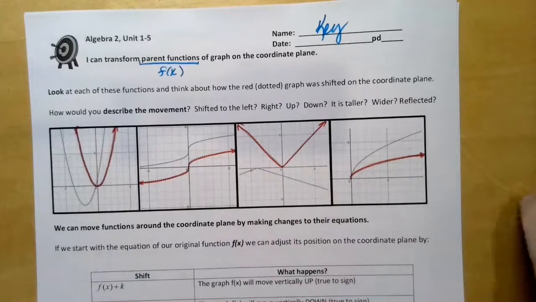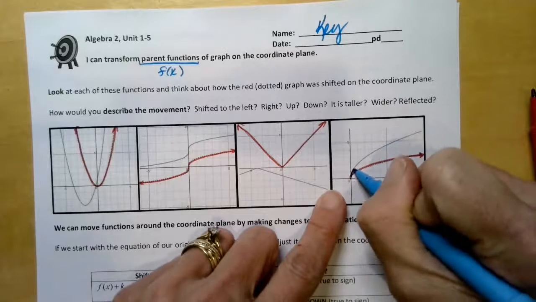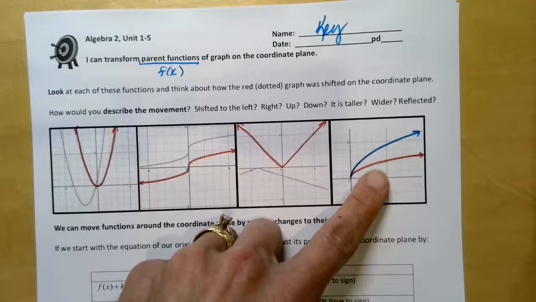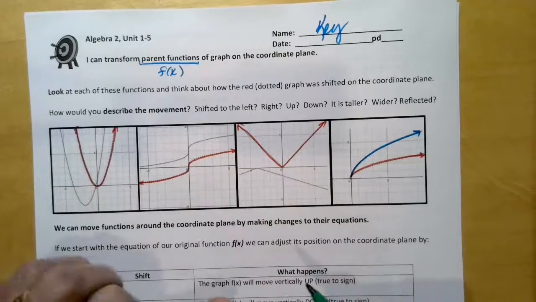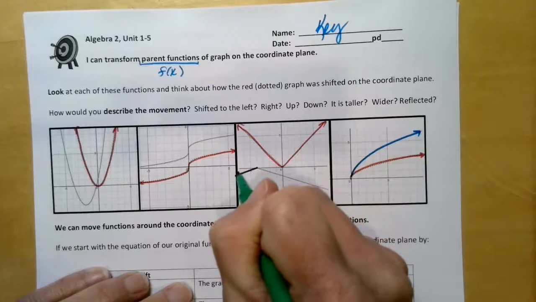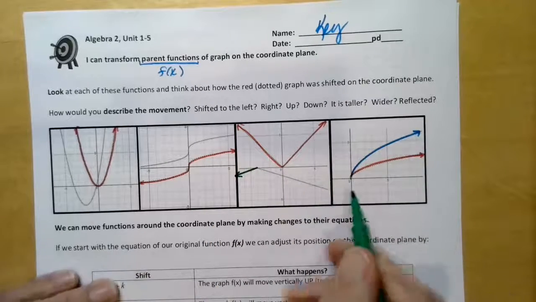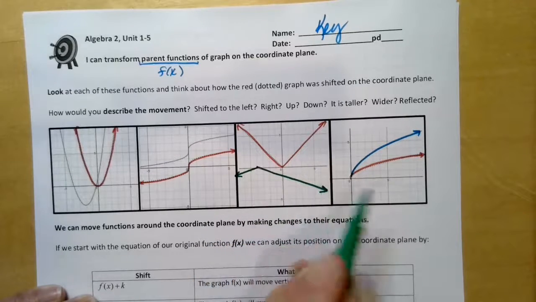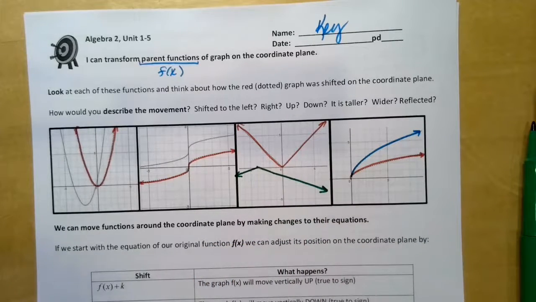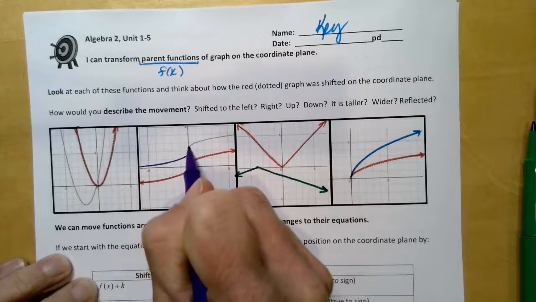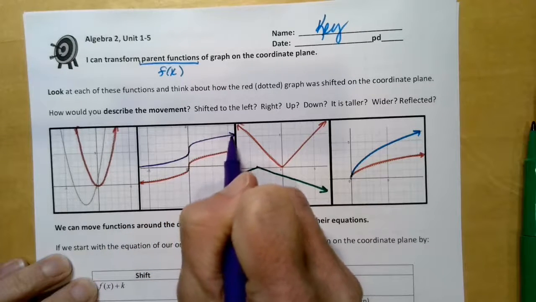So we have each of those parent functions, and what I want you to consider is something's been done to them to change them. This one ended up kind of blowing up, going taller than he's supposed to be. This one ended up flipping over the axis. And he's looking a little wider too, if you ask me. This one looks the exact same. It just looks like somebody gave him a boost up in the air.